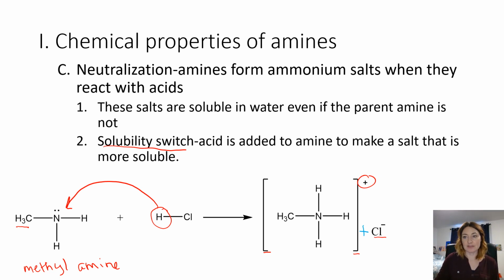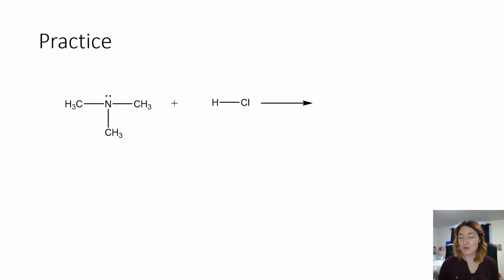Let's try naming this now. We have a single methyl group coming off of our amine, so we're going to name that the same way. This is still methyl, but instead of being methylamine, we've now created an ammonium ion. So we're going to call this methyl ammonium, and we are going to name the anion with an ide ending. So chlorine becomes chloride. This will be important to know how to do. We're not going to get crazy or complex with these, but you should know how to name a simple ammonium salt.